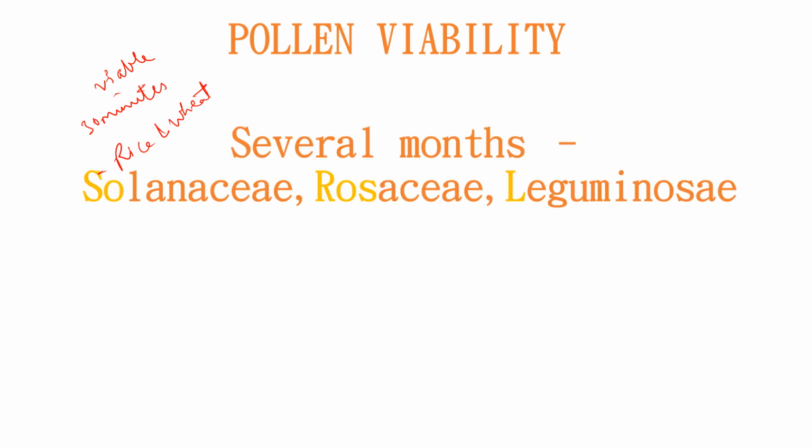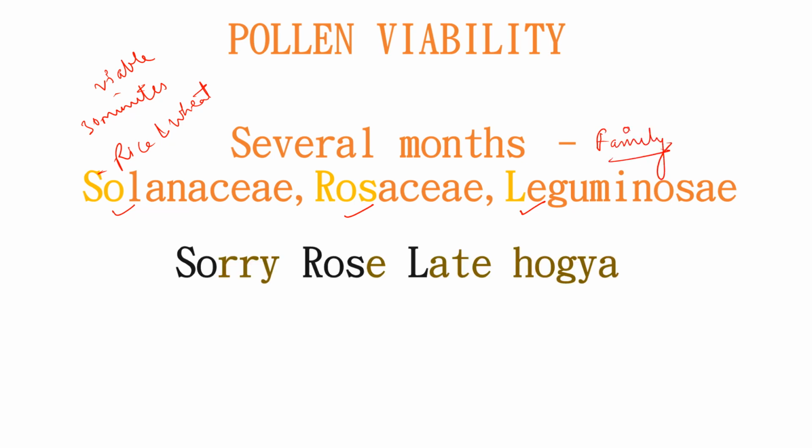The next trick is for pollen viability. In NCERT, it is given that some pollens are viable for only some minutes, that is 30 minutes, and the examples for them are rice and wheat. These are very simple to remember, but some are viable for many months. For that, there are many families given: Solanaceae, Rosaceae and Leguminosae. These all are families. So for this, the simple trick is "sorry rose late ho gaya".